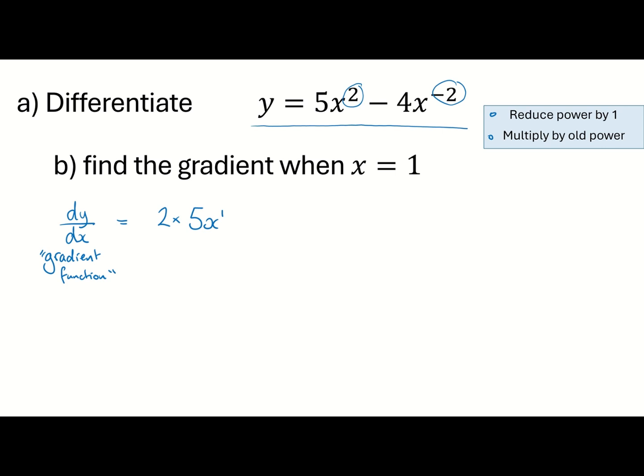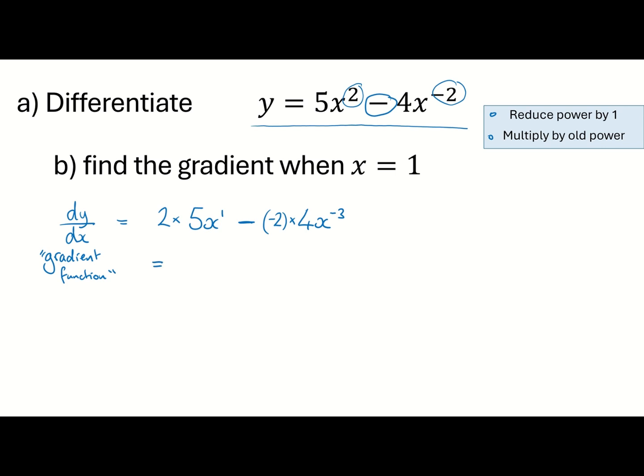Let's look at our second term. I've got 4x to the minus 2. So 4x. Now, the power is minus 2. If I reduce it by 1, I make it more negative. So minus 2 take away 1 becomes minus 3. And I need to multiply by the old power. So I'm multiplying by minus 2. Now I mustn't forget that I still had a minus sign in front of this. So I'm going to put another minus sign over here.